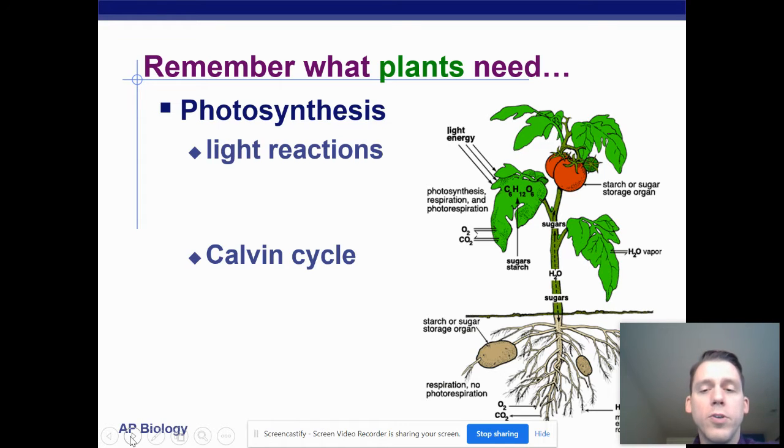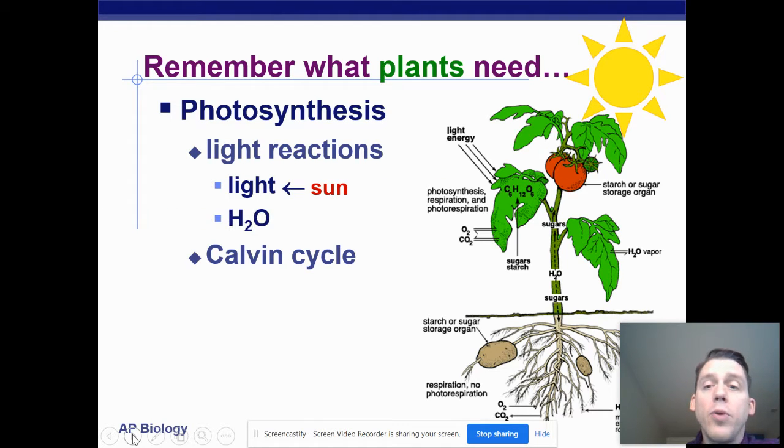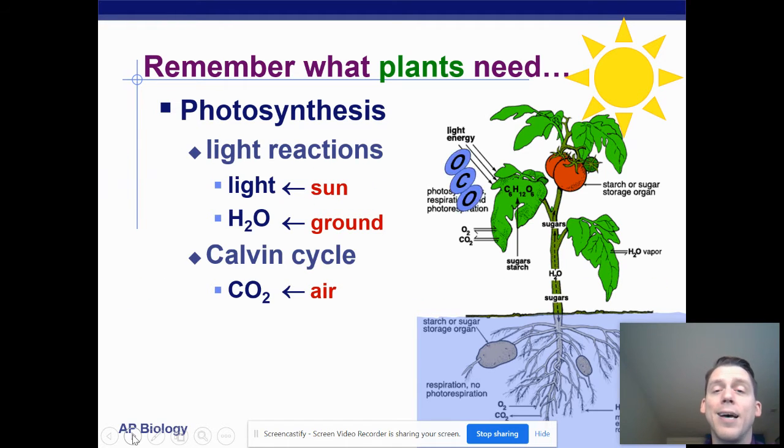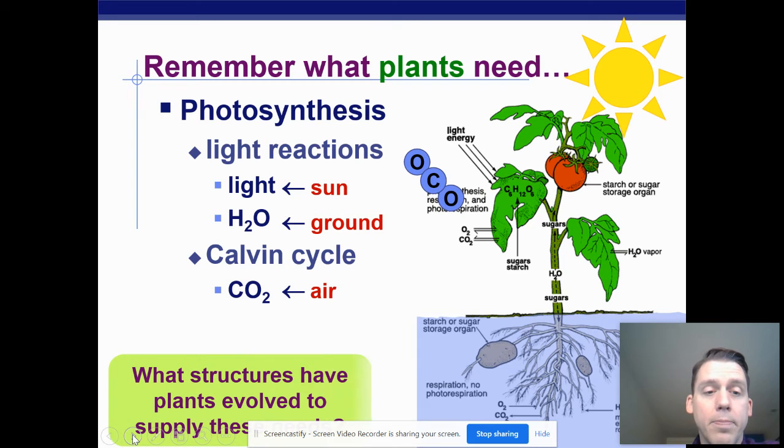A few reminders before we begin. Number one, remember what plants need. In order to do the light reactions, plants need light. Light energy is hitting the plant at the leaf. Water is coming from the roots, from the ground. We already learned how osmosis pulls the water in, and that negative pressure pulls the water up. And then, of course, there's the Calvin cycle, which requires carbon dioxide, which comes from the air.